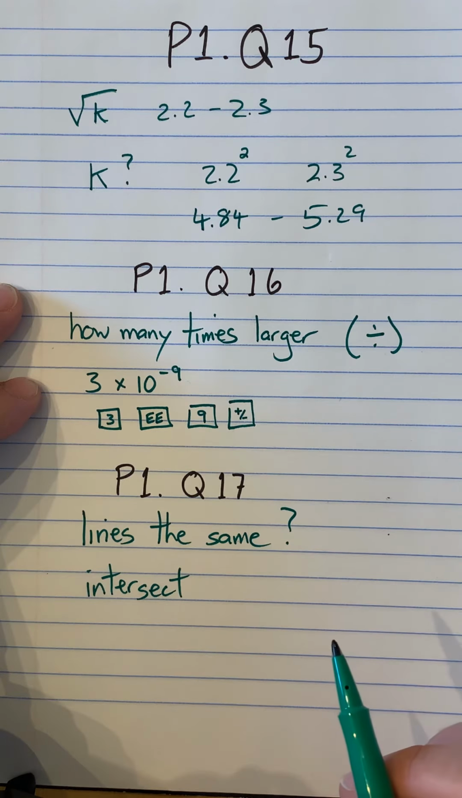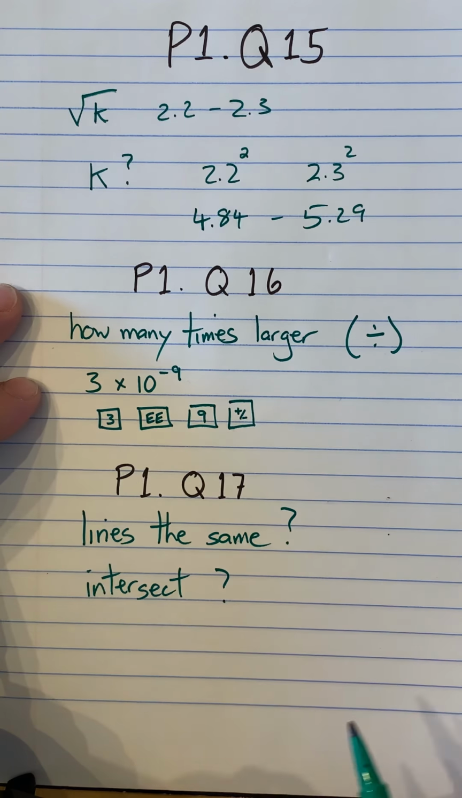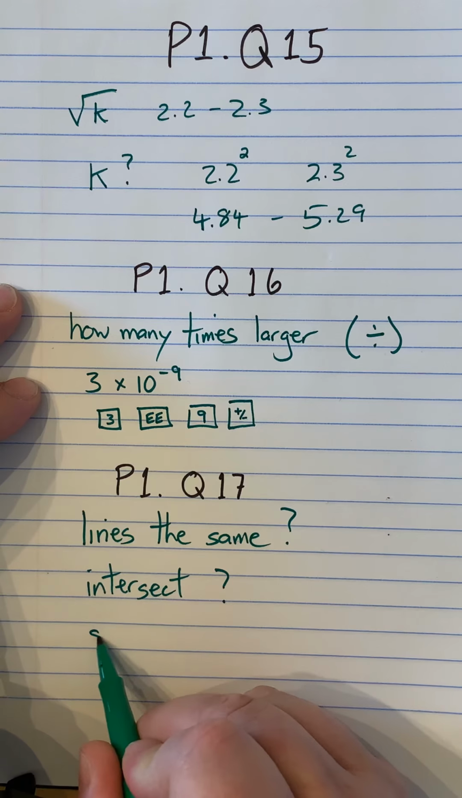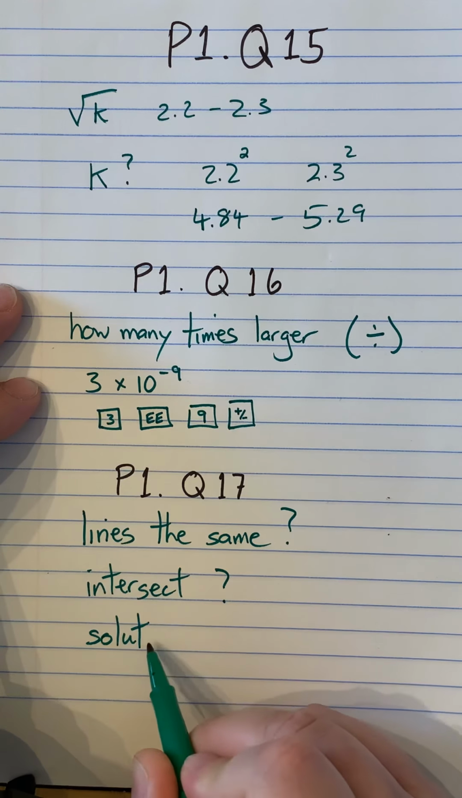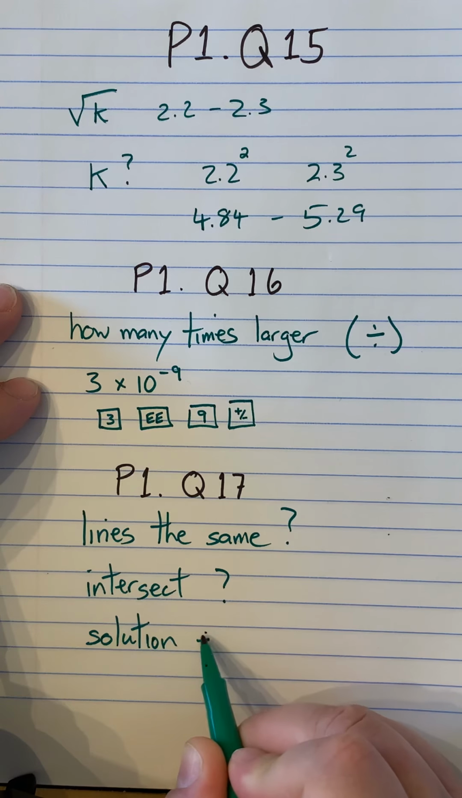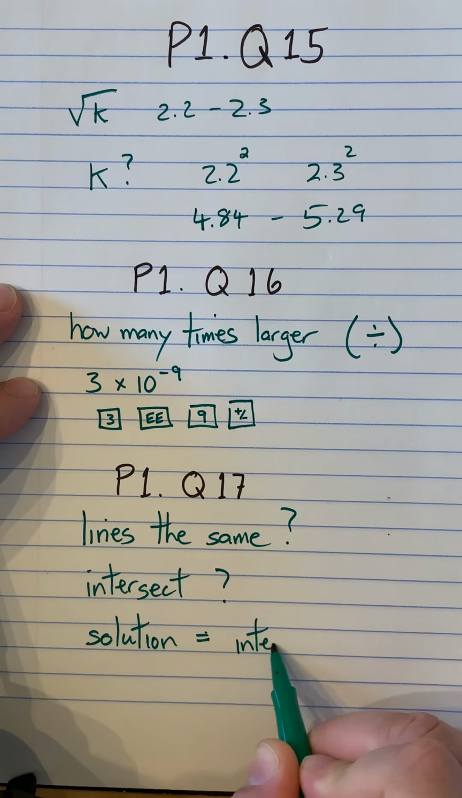Now, we're not talking about the y-axis and the x-axis. We're talking about the two linear lines that are graphed on the coordinate plane. Where do those two lines intersect? And that is your solution. So this would be the solution to a system of equations is the intersection point.